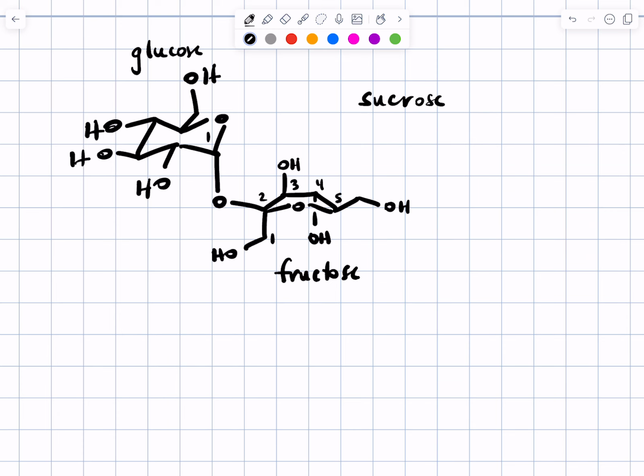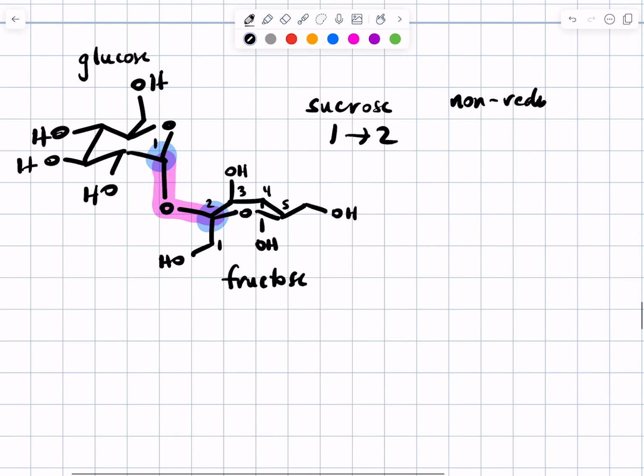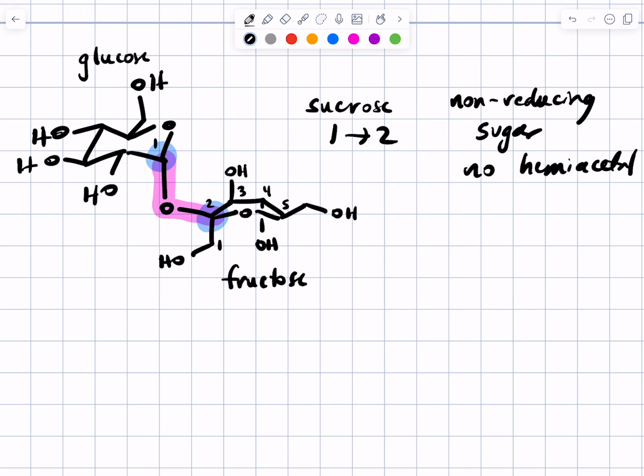It's kind of difficult to tell what you should call this linkage. It's definitely a 1-2 linkage, but there's anomeric carbons on either side. Do you see how this C1 is an acetal carbon? But do you see how this one is too? That C1 is attached to 2 OR groups. So this is why they call sucrose a non-reducing sugar, because there is no free hemiacetal. There's no hemiacetal, it's an acetal on both sides.